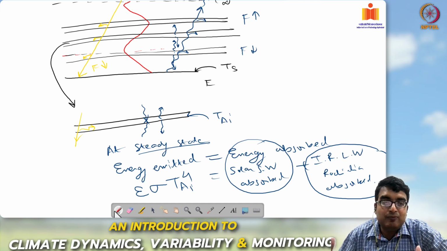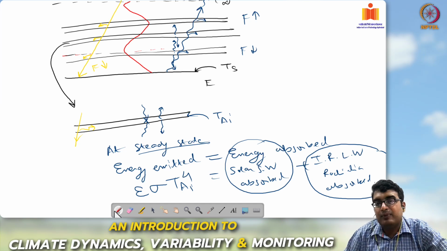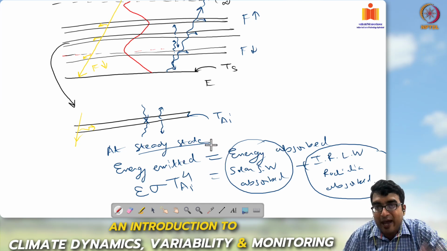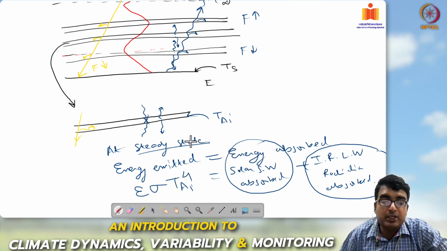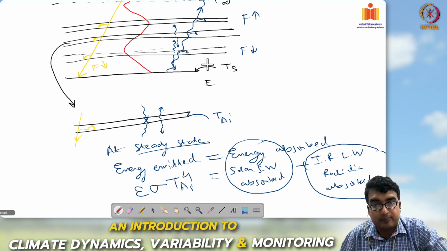The derivation that we will be doing is a more sophisticated version of this, but based on this idea, we can identify uniquely what the temperature of the atmosphere should be as we go upwards, based on how much radiation it is absorbing in the shortwave and the longwave range, which in turn is based on the concentration of the absorbing gases like CO2, ozone, water vapor, etc.